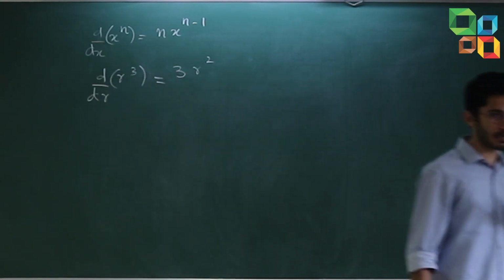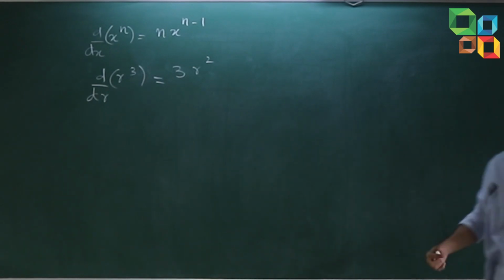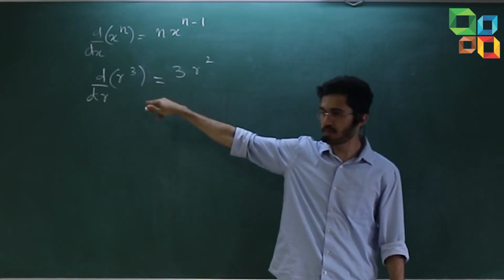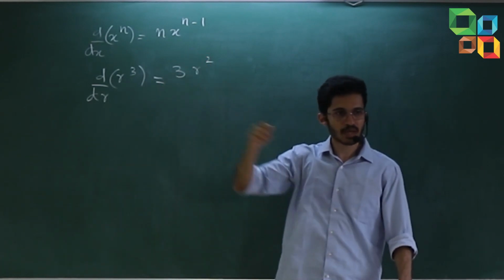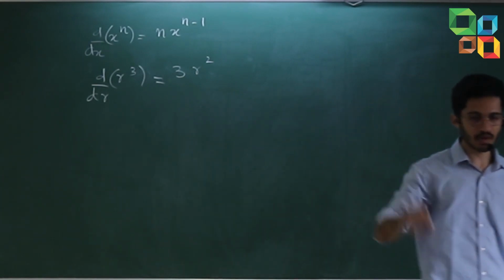In some problems, the function was given as a function of a variable t. The name of the variable doesn't matter. In fact, it need not even be an alphabet. You could just have a Mickey Mouse symbol or something. D Mickey Mouse cube divided by d Mickey Mouse is 3 Mickey Mouse square, because it's just a symbol. You understand?